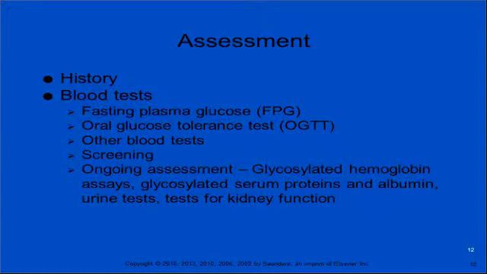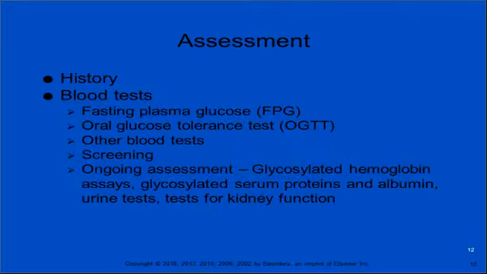So some of these things we've already talked about. We need to take a good history, family history. A fasting glucose is a good place to start. Anything above about 110, 120, you need to be investigating. Oral glucose tolerance test. You don't see them doing a whole lot of those anymore. You see them more with pregnancy.